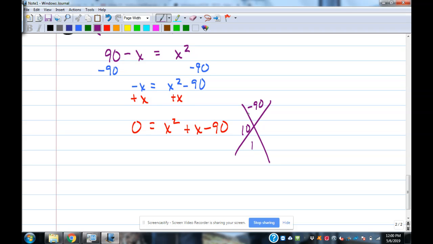10 times what's 90? 9. Now I got to make it a negative 90 though. So one of those needs to be negative. Which one's going to be negative so it will add to be positive 1? The 9 is going to be negative. I can take my shortcut on that one because it doesn't have anything in front of x squared. My factors will be x minus 9 and x plus 10. What do I do with each of those? Set them equal to 0.